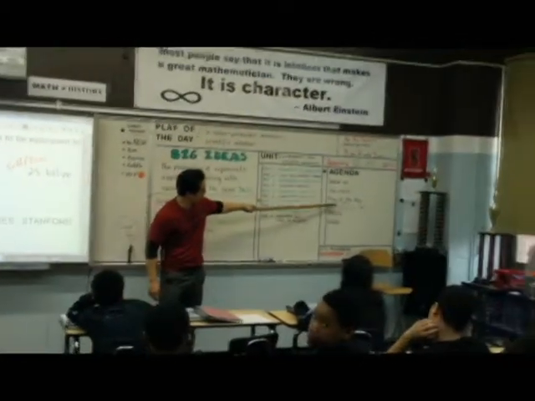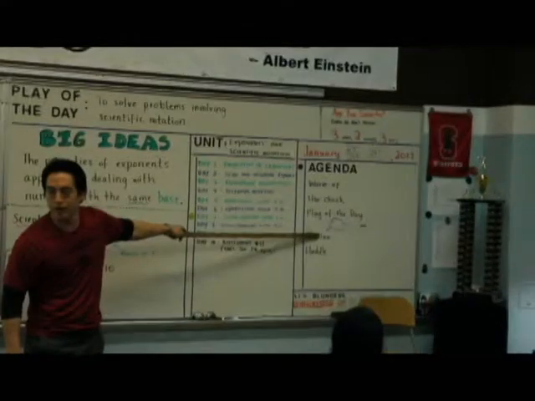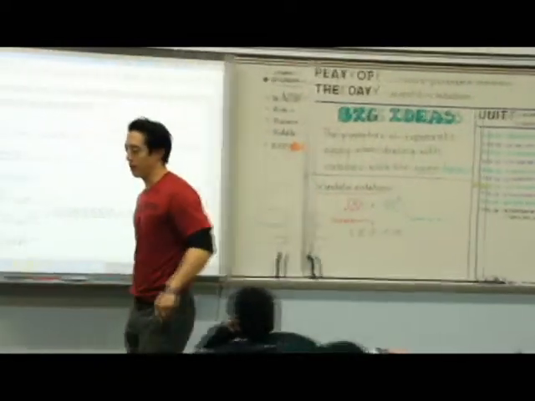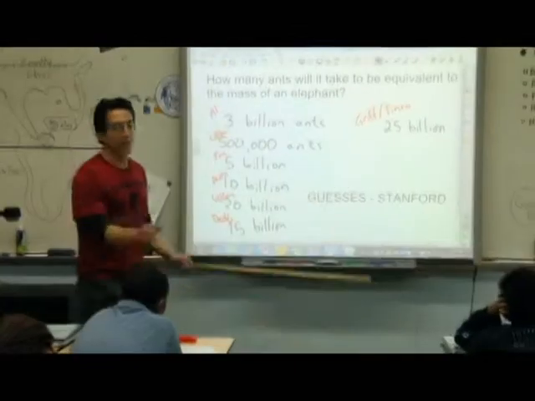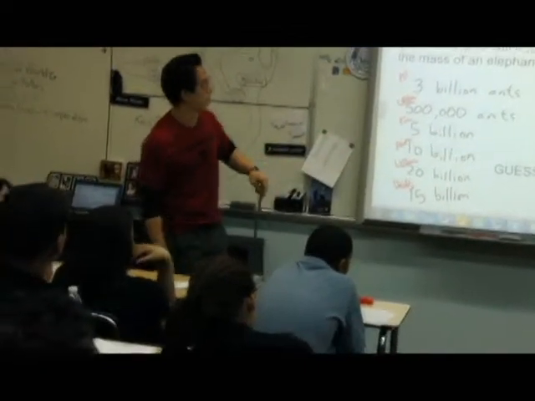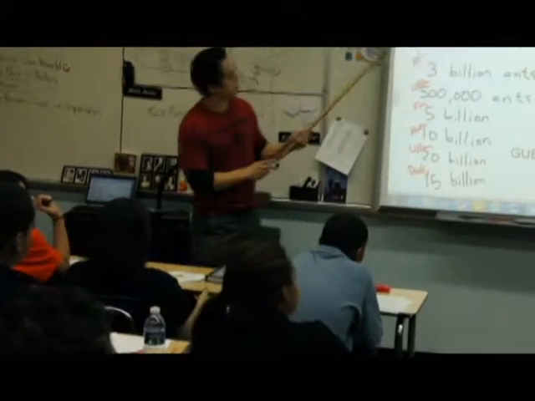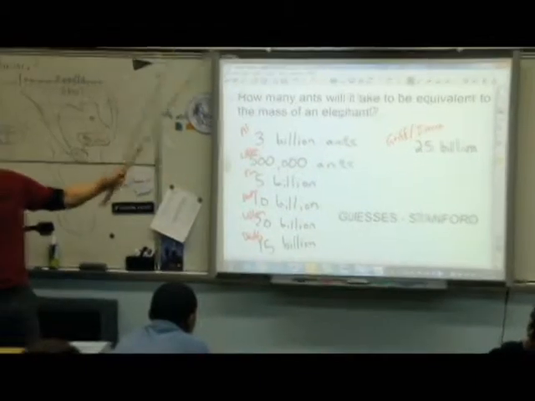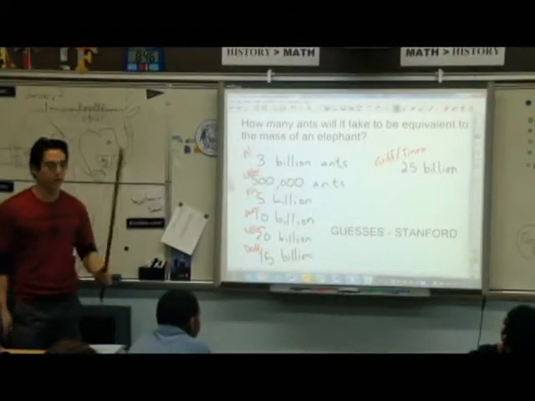Remember yesterday we talked about this. That is an elephant and a what? Ant, right? That is not elephant poop. That is an elephant and an ant. I should have put the ant in front of the elephant because right now it looks like he did something bad. And yesterday I asked you this question. We took some guesses. How many ants will it take to be equivalent to the mass of an elephant?